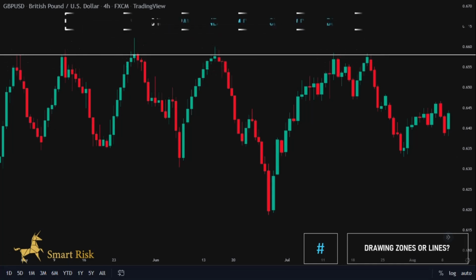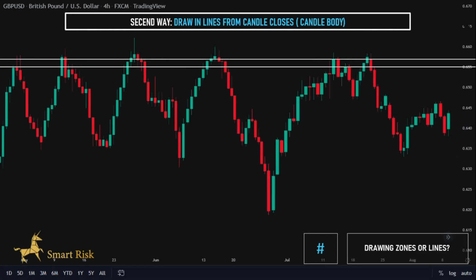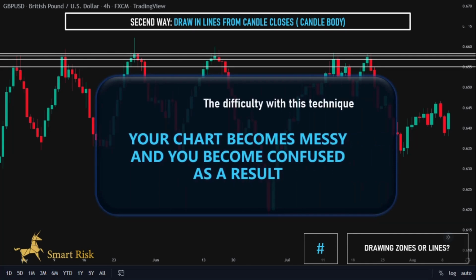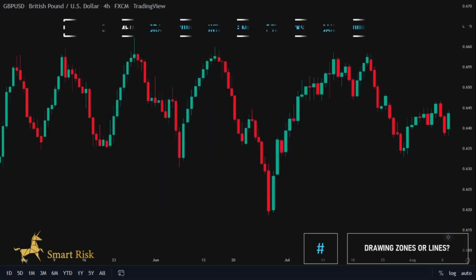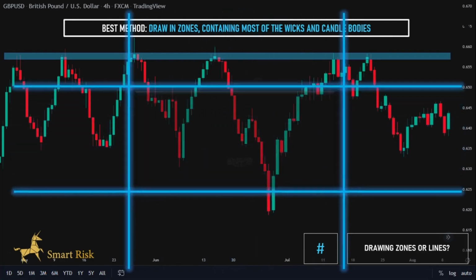The second way would be to draw in multiple lines, which we draw in from candle closes. So you have this candle close here, one line. Candle close, another line. Candle close, another line. Candle close, another line. Now the problem with this technique is that your chart becomes messy, which would make you confused, and is also why we always want to keep our charts as clean as possible. So this brings us to our preferred method, which is drawing in zones like this. This way it contains most of the candle closes and wicks. Make sure you remember this.